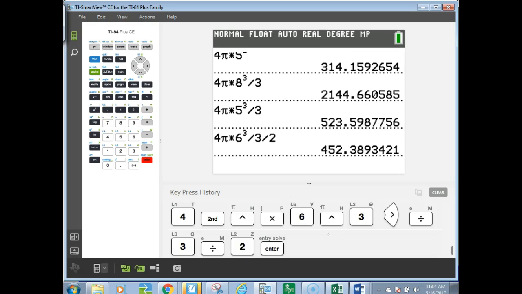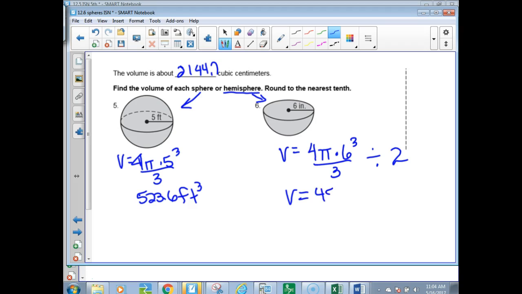You're getting 452.4, because it's half of a sphere. Was it 0.3? 0.4 cubic inches.